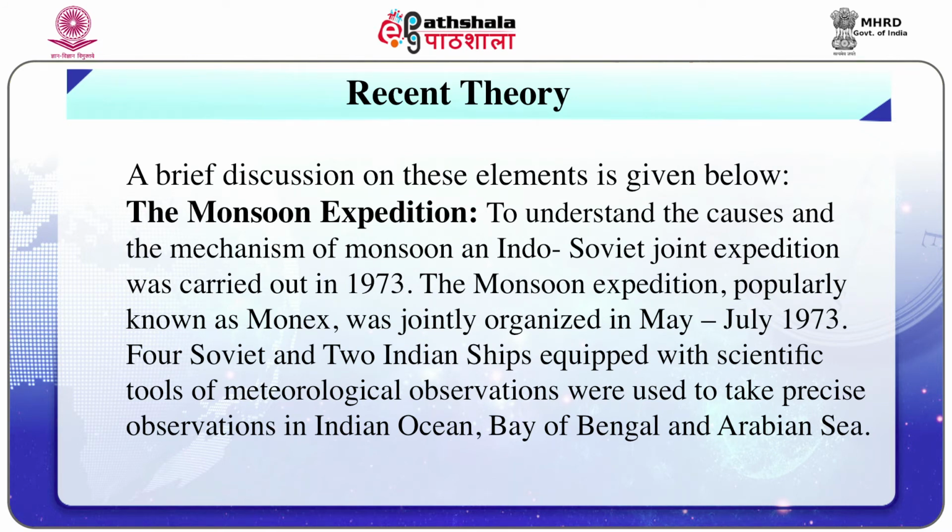Monsoon expedition. To understand the causes and mechanism of monsoon, an Indo-Soviet joint expedition was carried out in 1973. The monsoon expedition is popularly known as MONEX. It was jointly organized in May-June 1973. 4 Soviet and 2 Indian ships equipped with scientific tools of meteorological observations were used to take precise observations in the Indian Ocean, Bay of Bengal and Arabian Sea.